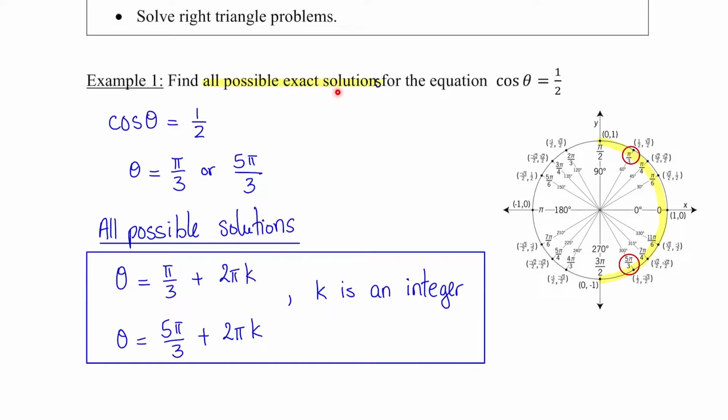In this question, they're asking for exact solutions. That's why we leave the answer as pi over 3, 5 pi over 3. We don't convert that into decimal. If they ask for a decimal, they will tell you how many places they want you to round to.